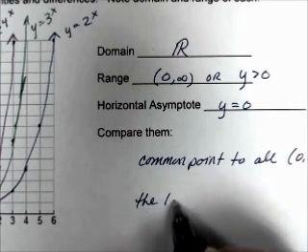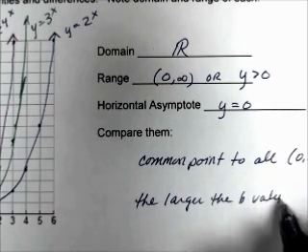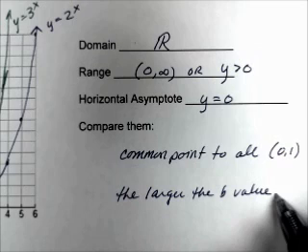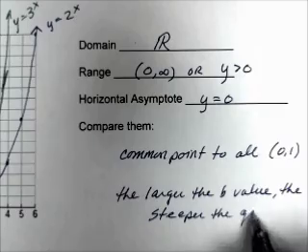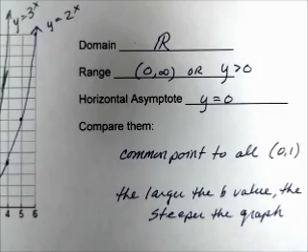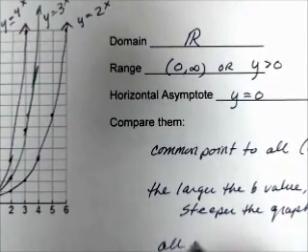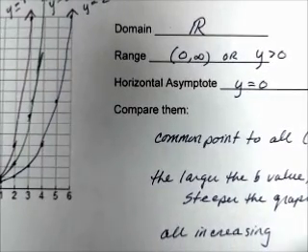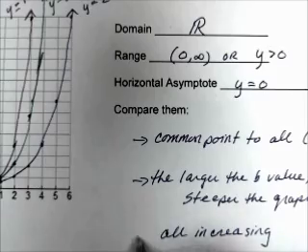How about the larger the b value? The larger the b value, the steeper the graph. And what else do we notice about them? They're all increasing. So they all have a common point, 0, 1. The larger the b value, the steeper the graph. And they're all increasing.